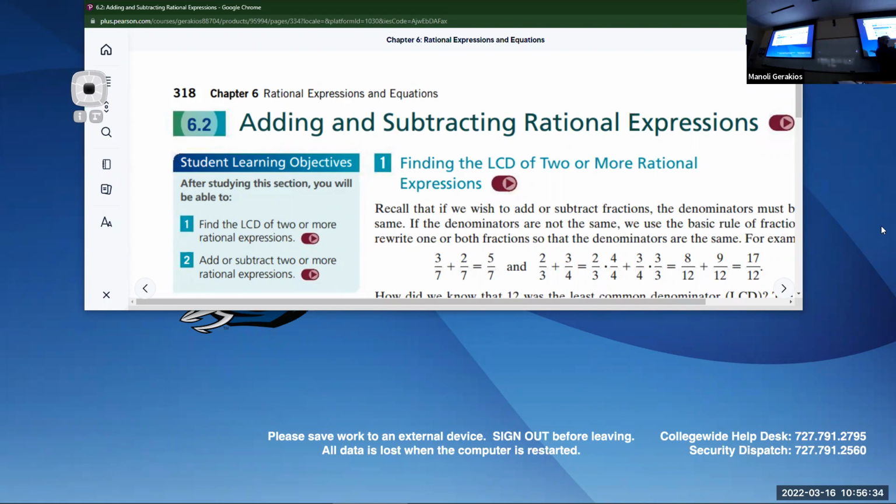17 over fraction bar 12, where this is 1, 2, 3 parts. One less part. Yeah, this one's got 3, the other one's got 4. But that is the answer to the question. This is simpler form than a mixed number. Very good questions, guys.